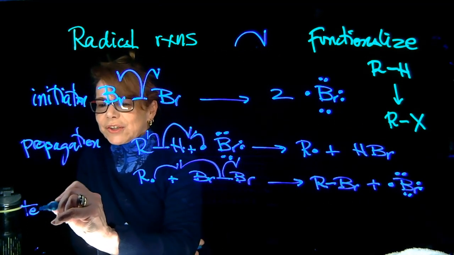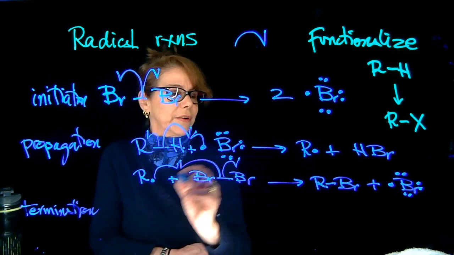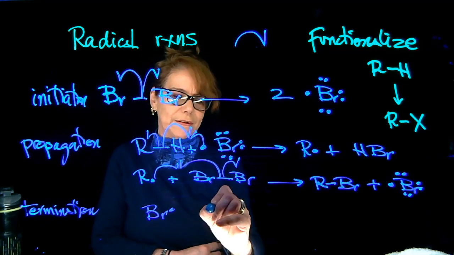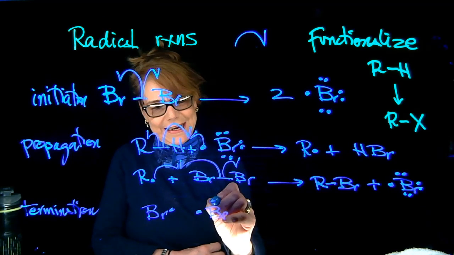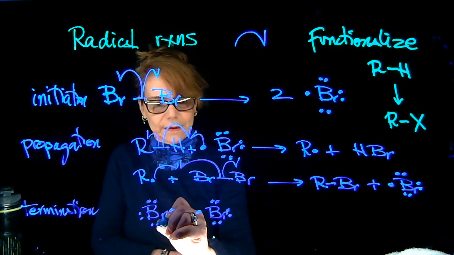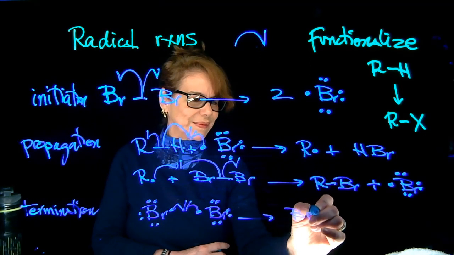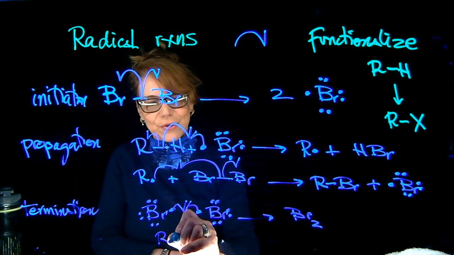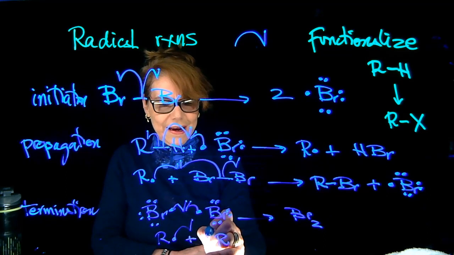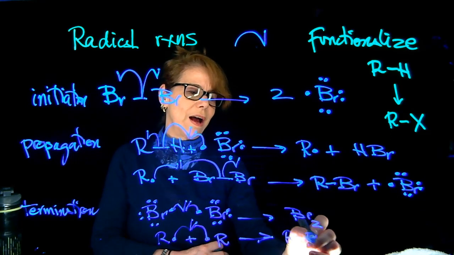And then we have termination steps. In termination, we can have steps that actually cancel radicals. If you had two bromine radicals, and let's draw all the electrons here, if you make this bond, for example, you no longer have radicals. Or you can have two molecules like that, the radical coming from the alkane, and these will join together. That will be a possible termination step.